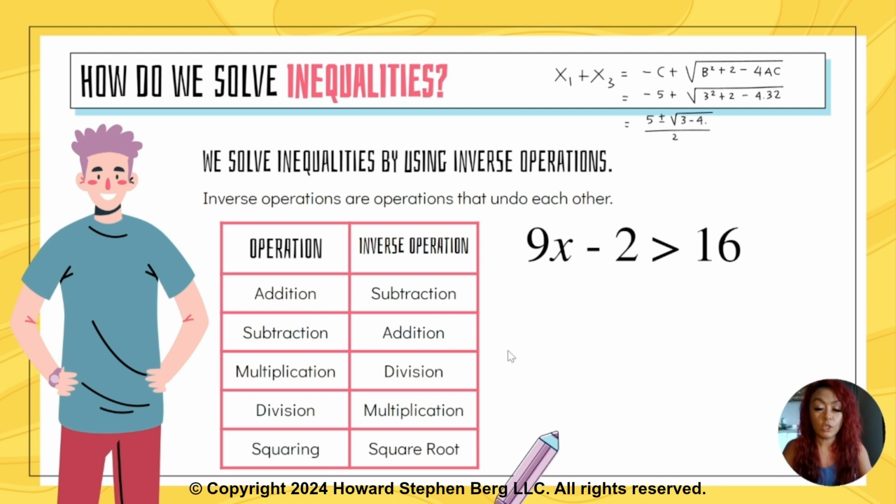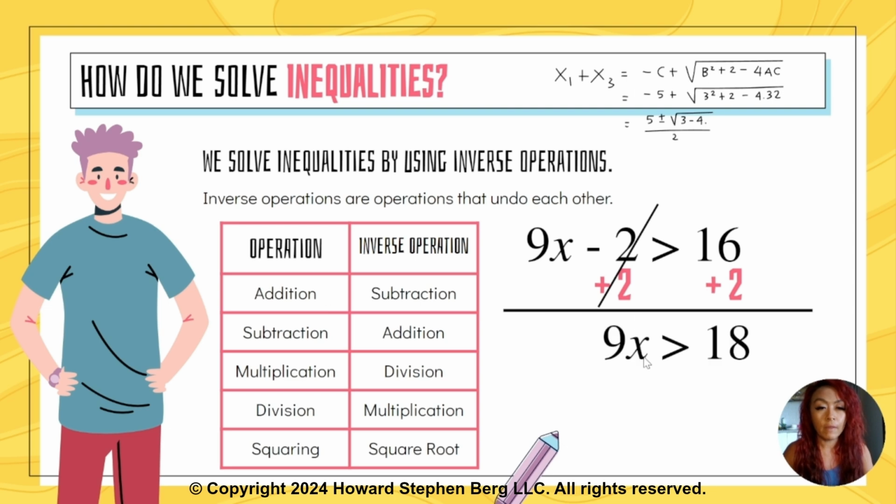The inverse operation of minus 2 is plus 2. So we'll add 2 to both sides of the inequality symbol. Minus 2 and plus 2 cancel out because they combine to 0. We bring down 9x is greater than 18. Once again, we have to divide both sides by 9 in order to get rid of this coefficient. Our 9's cancel out, and we get x is greater than 2.